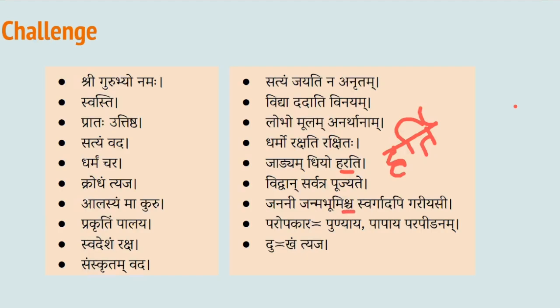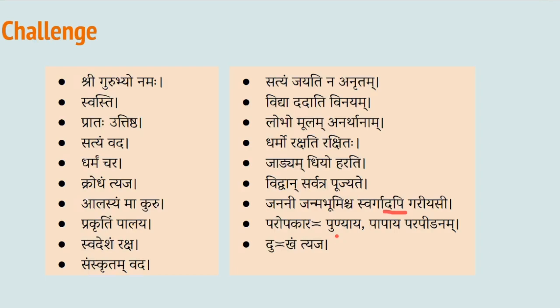How will you read this? Entire sentence, can you repeat? Janani janmabhumi cha swarga dapi gariyasi. Swarga? What is this part? Swarga. Swarga dapi. Swarga dapi. Gariyasi.